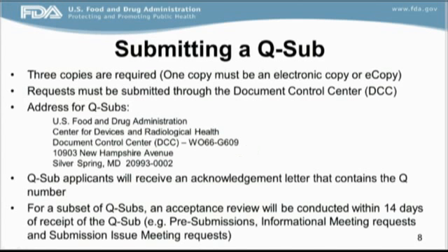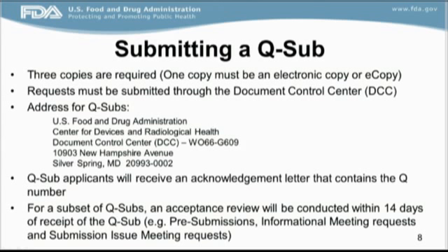When submitting a Q sub, 3 copies are required. One of those 3 copies must be an electronic copy or e-copy. For more information on e-copies, sponsors should refer to the guidance on the e-copy program for medical device submissions. A reference to this guidance is provided at the end of this presentation. Like other submissions to the FDA, Q subs must be submitted through the Document Control Center, or DCC, at the address provided on this slide. Once the FDA receives a Q sub request, the e-copy will be validated, and then the FDA will send an acknowledgement letter containing the unique Q number to the sponsor.